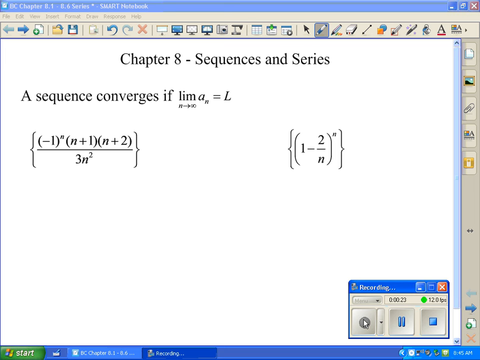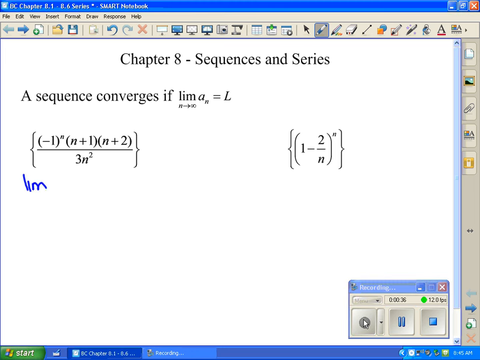Converge basically means that a sequence, or a list of numbers, approaches a value like a horizontal asymptote, and it diverges if the limit cannot be found or it approaches infinity. So for the first one, I take the limit as n approaches infinity of this expression here, negative 1 to the n plus 1, n plus 2 over 3n squared. Notice the leading term on top is n squared and the leading term on bottom is n squared.